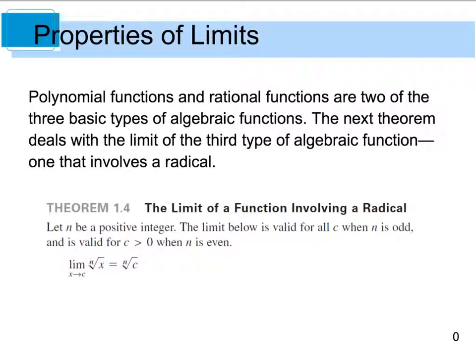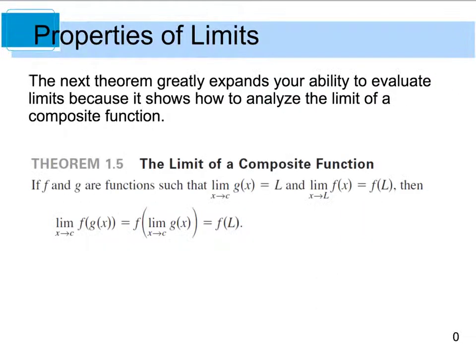Now the thing about this is the limit below is valid for all C when n is odd, and the value of C is greater than 0 when n is even. Alright, so this works for every odd n power, because with cubes we can have negatives, but if this was ever a square root or a fourth root, we can never have C equal a negative number.